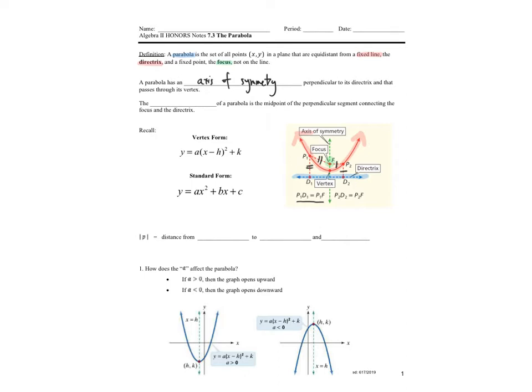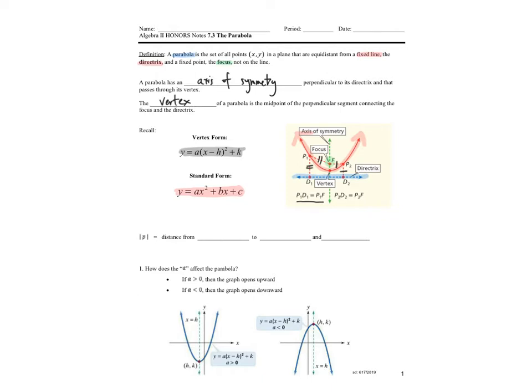Well, what is the vertex of a parabola? Before we took it to be the turning point, but here, in the context of conic sections, we can take the vertex to be the midpoint of the perpendicular segment connecting the focus and the directrix. Previously we had two forms that we could use to represent a parabola. We could write the equation in vertex form or in standard form. Well, it turns out we have a new way of representing it, which we'll discuss shortly.